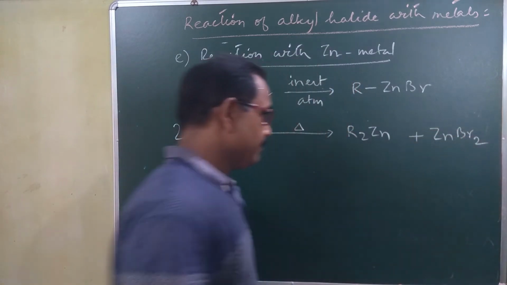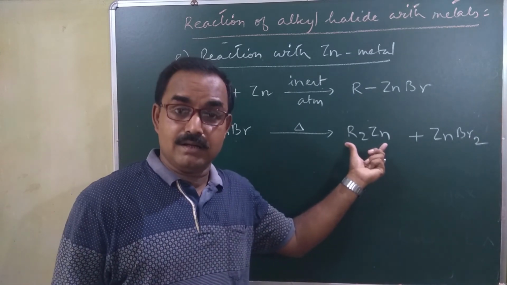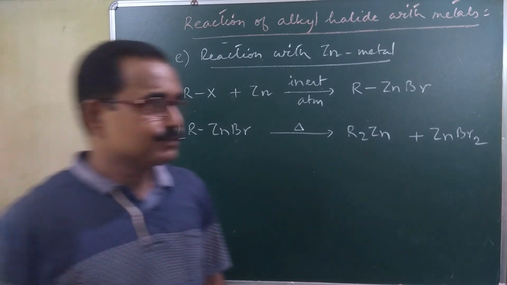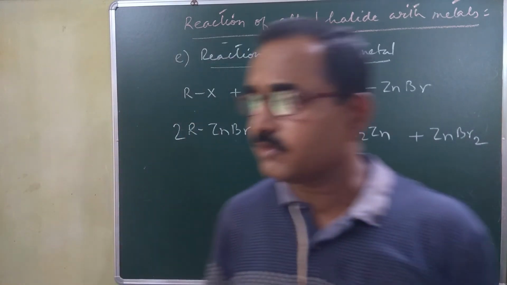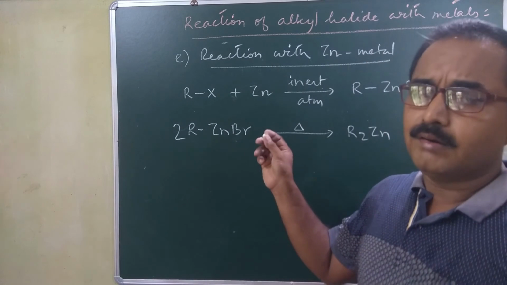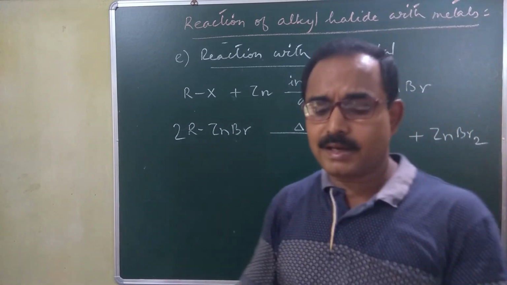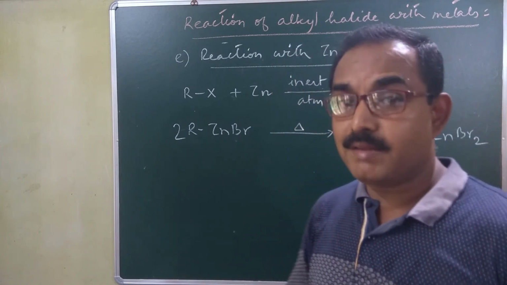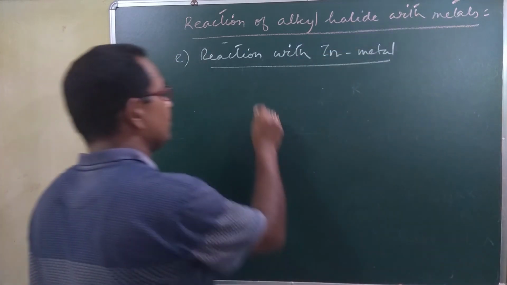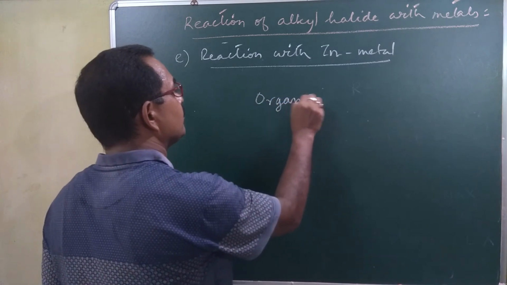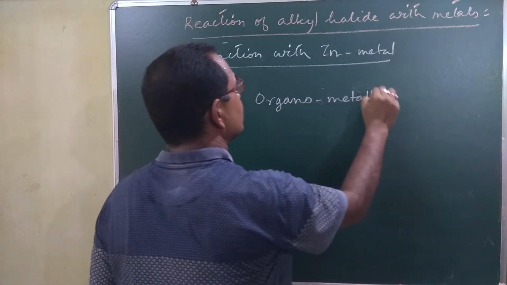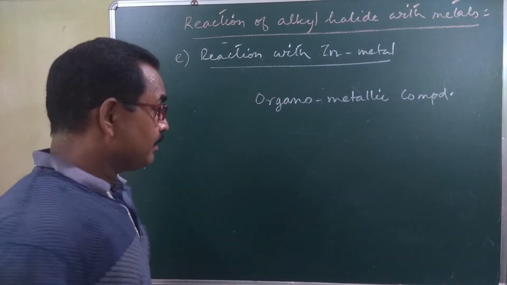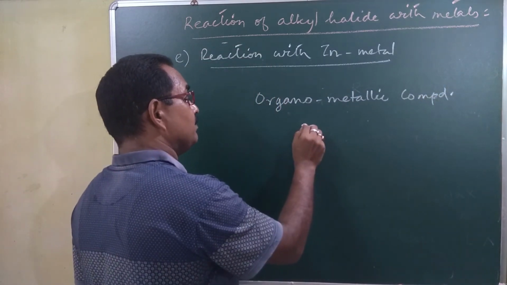ZnBr2. This is called dialkyl zinc. In this way, see, alkyl halides react with metals to prepare a certain class of compound. What is the name of that class? Organometallic compound. Such an organometallic compound is Grignard reagent.